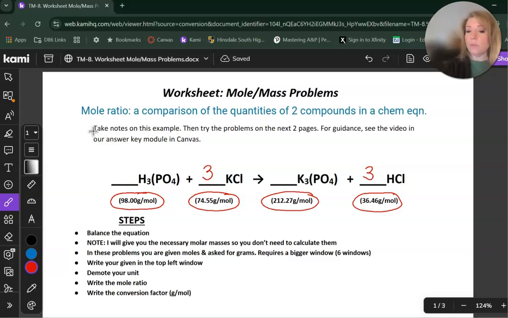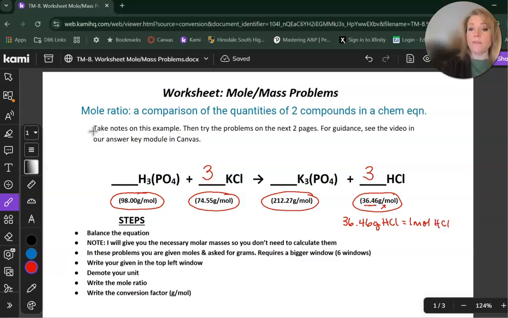But the thing that you need to remember is that the molar mass, which for HCl, for example, is 36.46, is always equal to 1 mole. And so we can write it like this: 36.46 grams of HCl is equal to 1 mole of HCl.